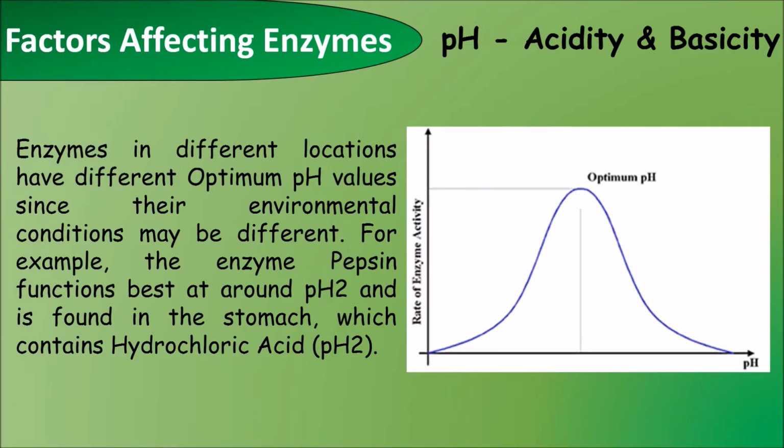Enzymes in different locations have different optimum pHs, since their environmental conditions may be different. For example, the enzyme pepsin functions best at around pH 2 and is found in the stomach, which contains hydrochloric acid, which is also at pH 2.